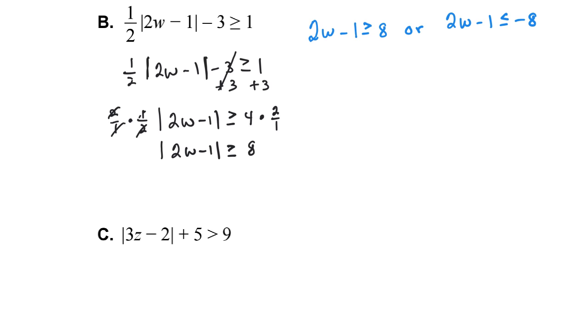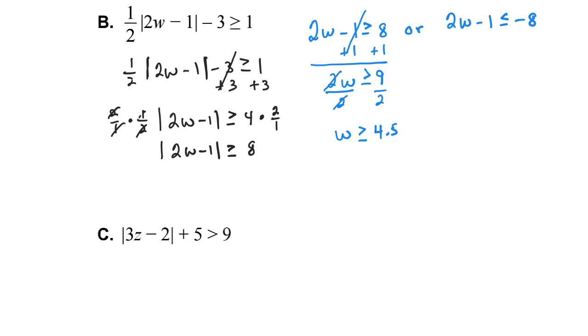Now we're going to go ahead and solve each inequality. So we add 1 to both sides. Negative 1 plus 1 is 0. You're left with 2w greater than or equal to 9. Divide by 2. 2 divided by 2 is 1. You're left with w is greater than or equal to 4.5.